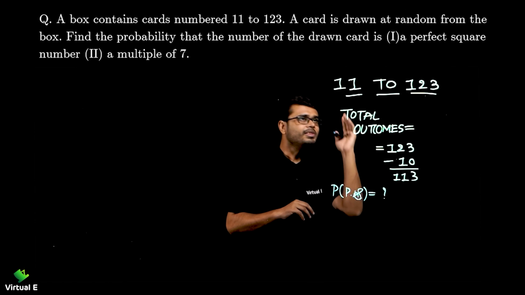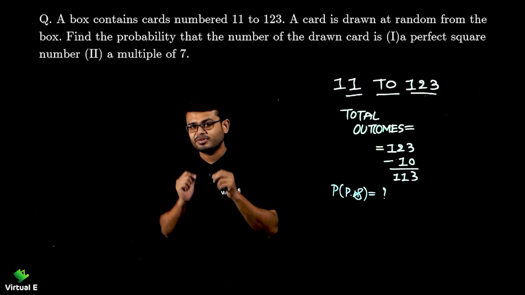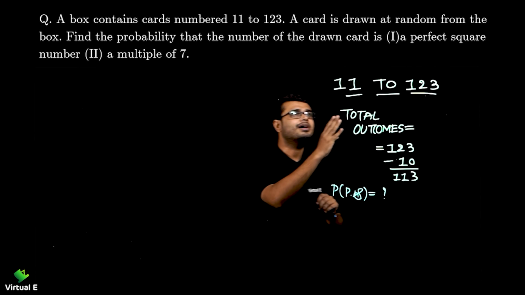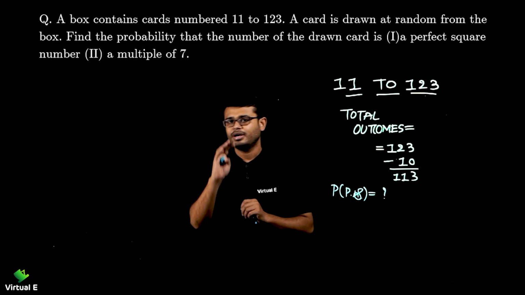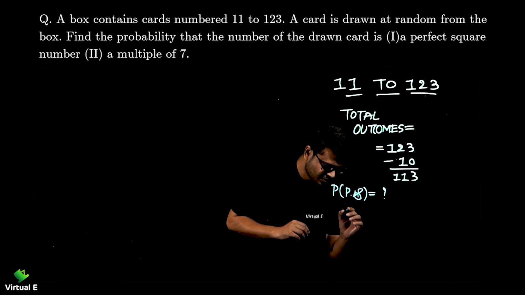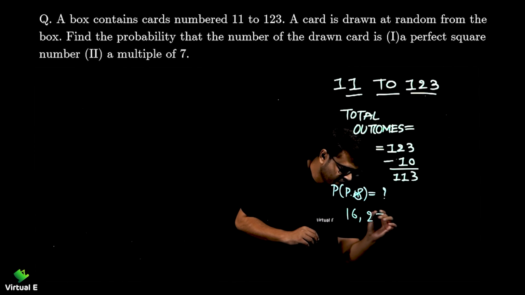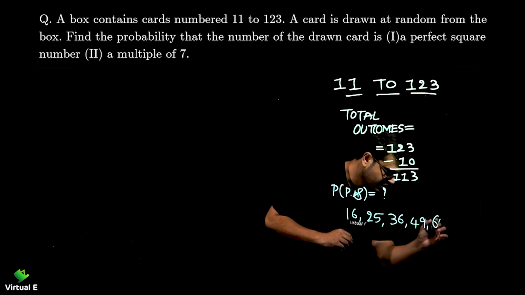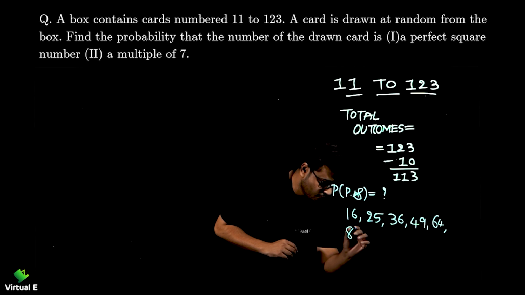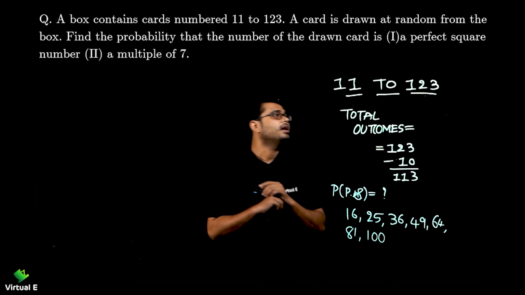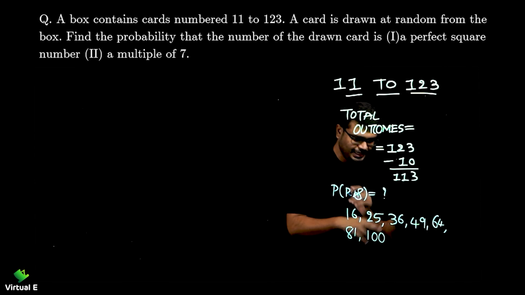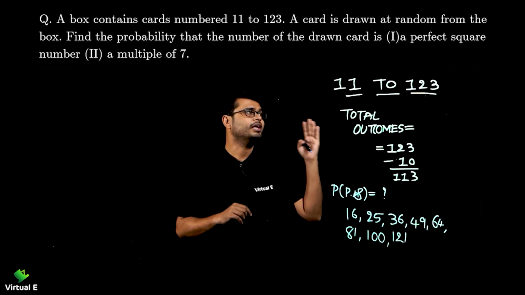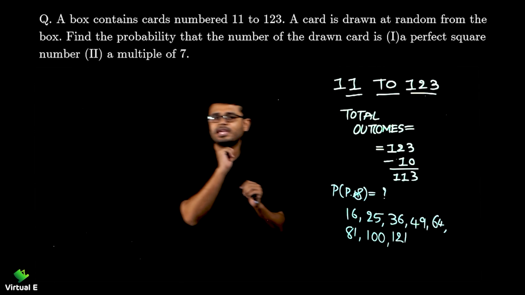So let's start. Can I say 1, 4, 9 are perfect squares? Yes, they are, but we cannot take them into consideration because the range starts from 11. So 9 is there, and after 9 there will be 16. So 16 we can take, 25 we can take, 36, 49, 64, then 81, then 100. After 100 there will be 121. Yes, 121. Then 144 is beyond 123, so we cannot take it.